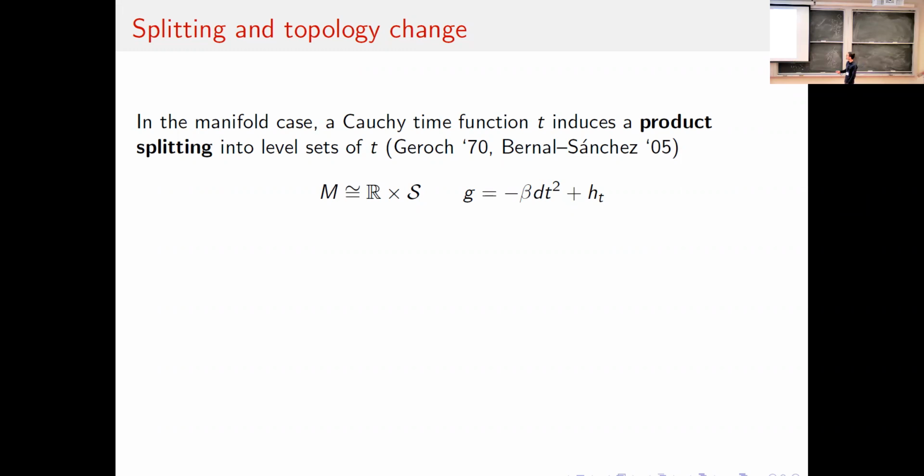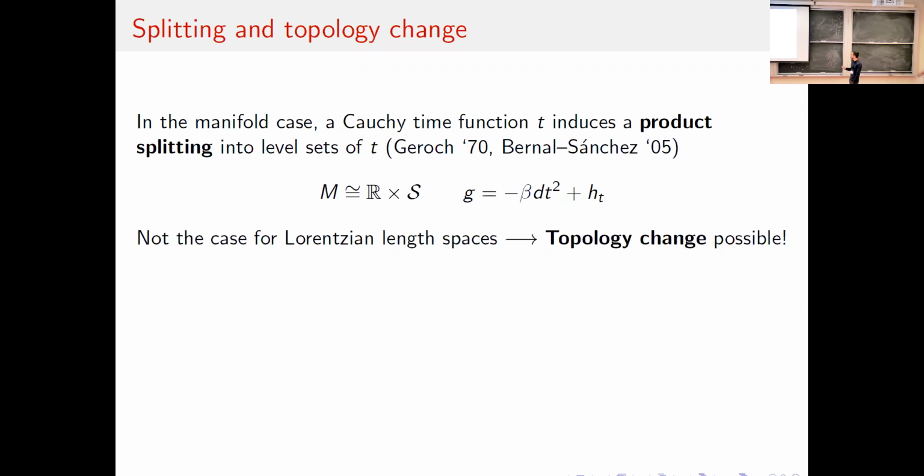And if the Cauchy time function is even smooth, then you also see that the metric splits in this orthogonal way. But notice that here beta is a function of all the variables, so it's not a product manifold. It's not even a warped product, no. And this h is a Riemannian metric on S that depends on t smoothly. Okay. But then this is not the case for Lorentzian length spaces. So we can have topology change, by which I mean that the level sets of the Cauchy time function can have different topology from each other.